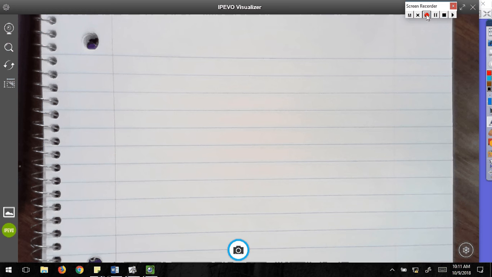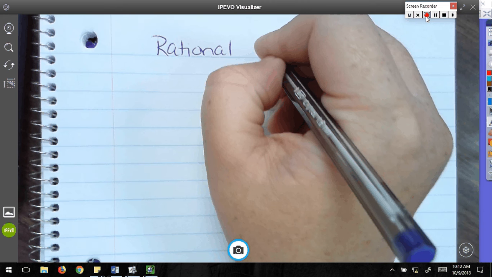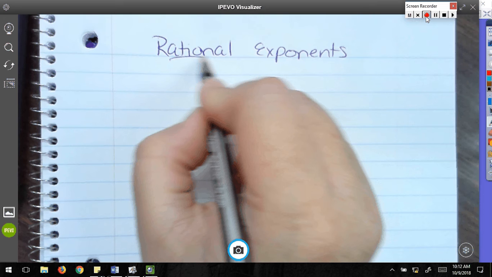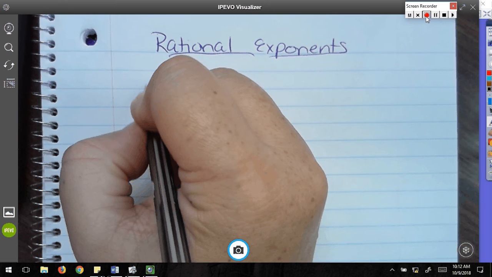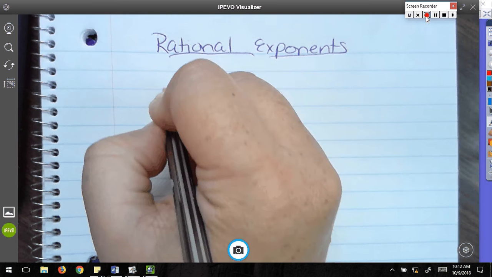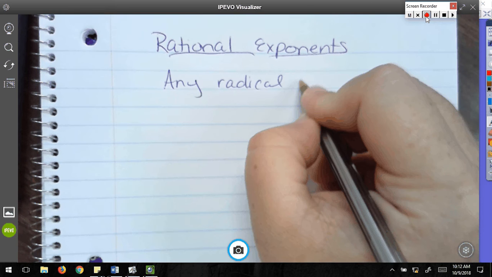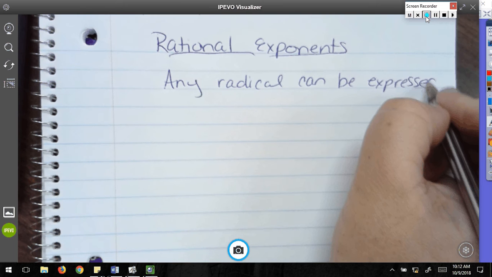So nth roots are pretty easy for the most part. And we also have another easy concept, which is rational exponents. So you're going to rethink radicals for a minute. Any radical can be expressed as an exponent.